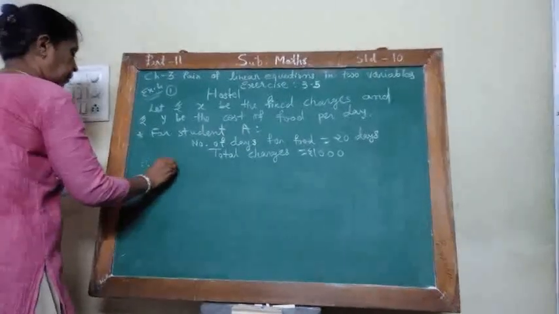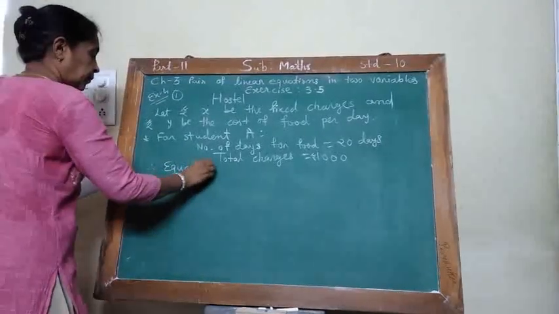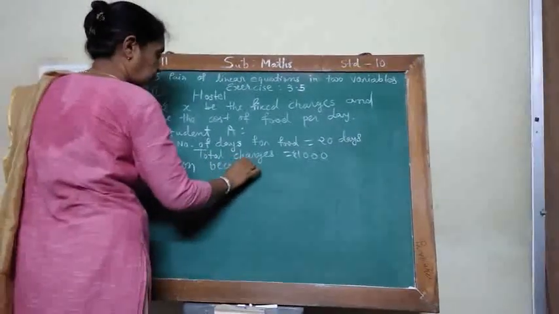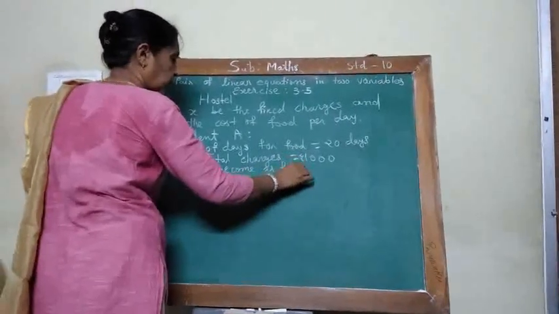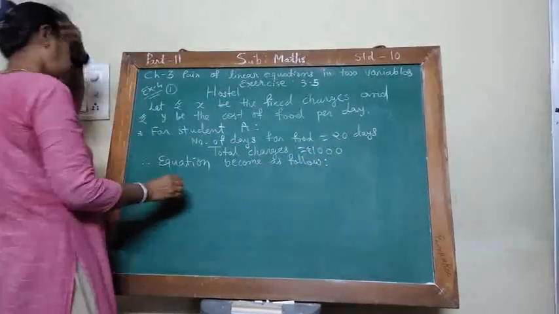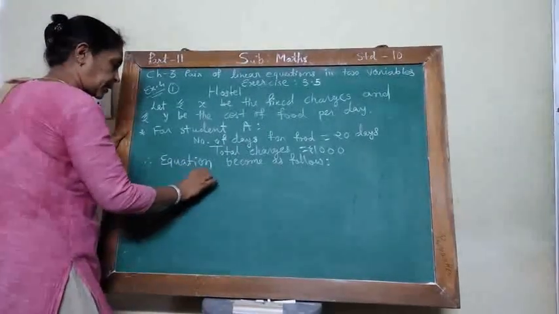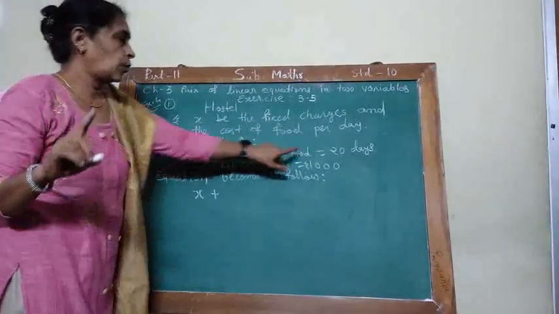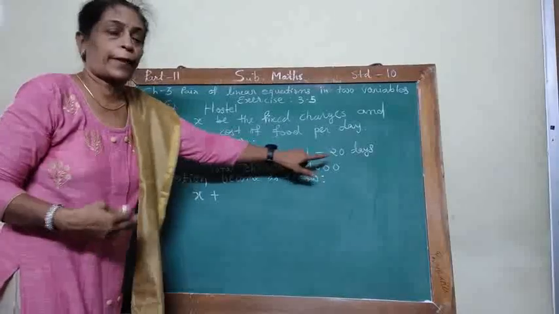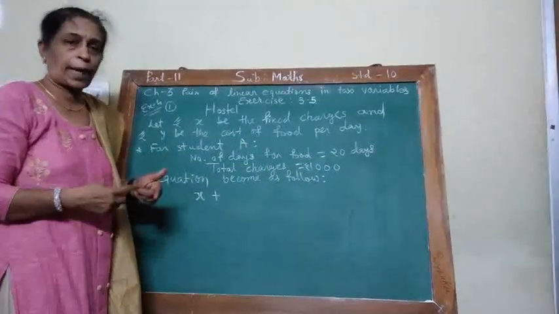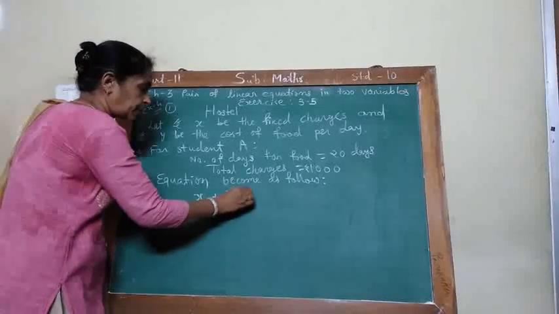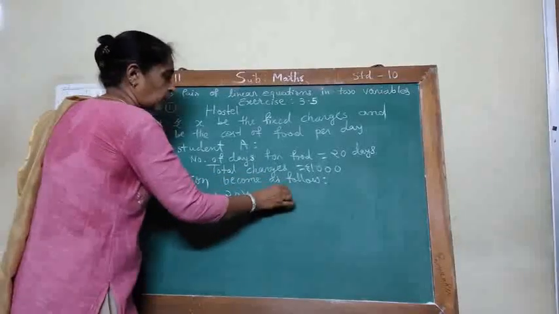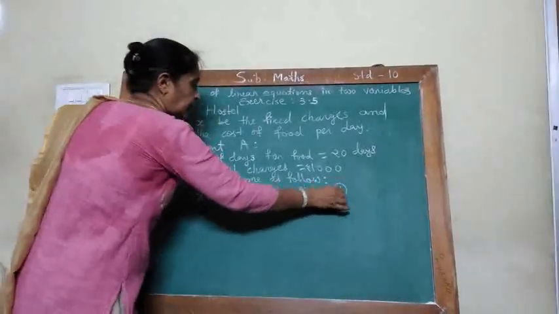Therefore, the equation becomes as follows. There is a fixed charge, that is X, plus Y rupees charge per day. She takes food for 20 days, so Y, how many times? 20 times. So 20 times Y rupees, and that is equal to the total charge given, ₹1,000. So this is equation 1.